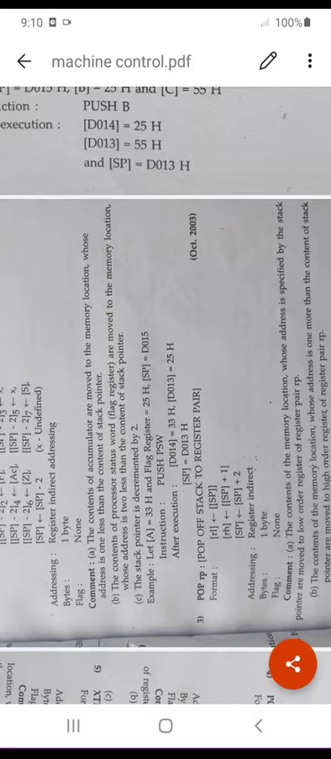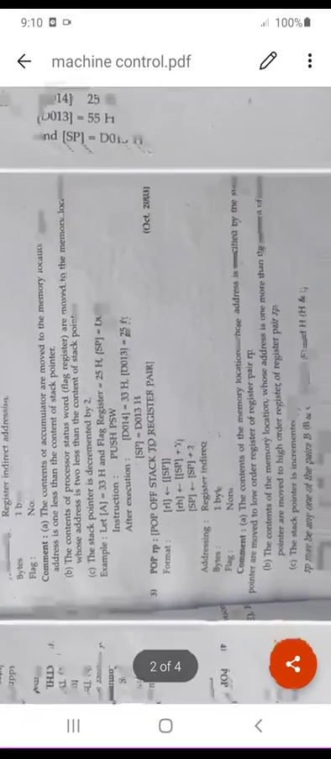For example, if we take accumulator content 33 hex and flag register 25 hex, and stack pointer position again D015 hex, then what happens? After execution of PUSH PSW, D014 will take 33 hex and D013 will take 25 hex. So the opposite instruction to this push is pop, that is, we are popping out the content of the stack onto a register pair.